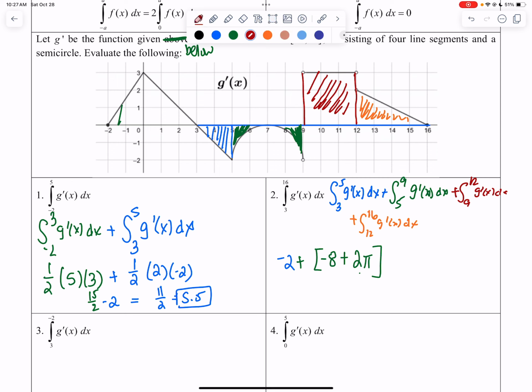Okay, the area in red is just a rectangle, so that's a 3 by 3 rectangle, so that's going to give us 9. And then the area in orange is going to be 1/2. Your base is 1, 2, 3, 4, and then your height being 2, which means that the area of that is going to be 4. So then you have -2 plus -8 plus 2 pi plus 9 plus 4. And if you add all of that together, you're going to get 2 pi plus 3.